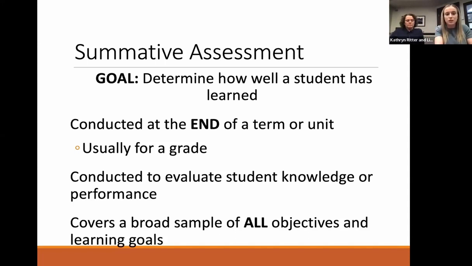And this is something that's really meant to assess: did the students learn what we were intending to teach them when we set out and designed this course or this clinical rotation? And this summative assessment is going to be very comprehensive. So it's going to cover a really broad sample of all the objectives and all the learning goals that we set out when we were designing our curriculum for these learners.